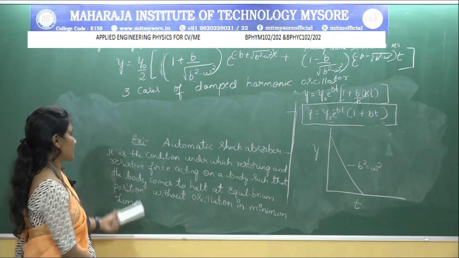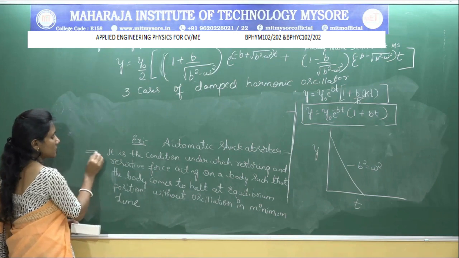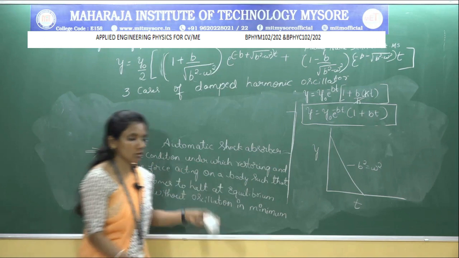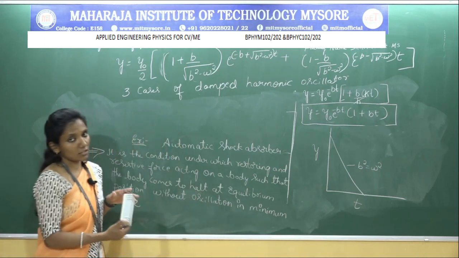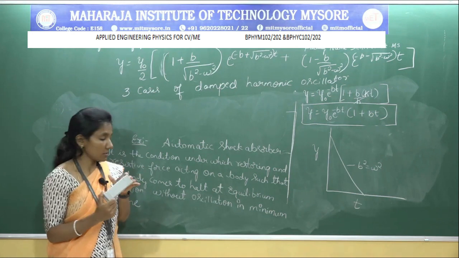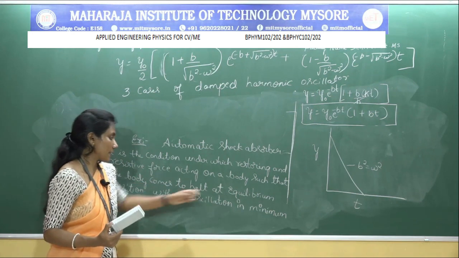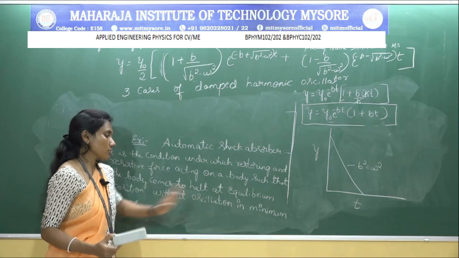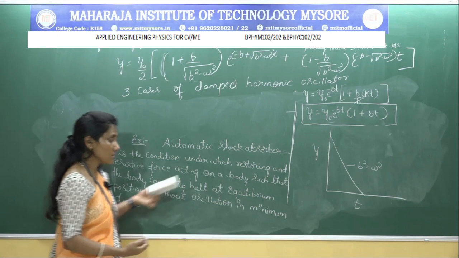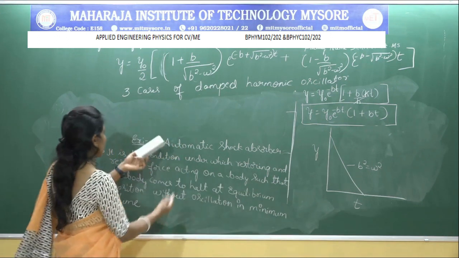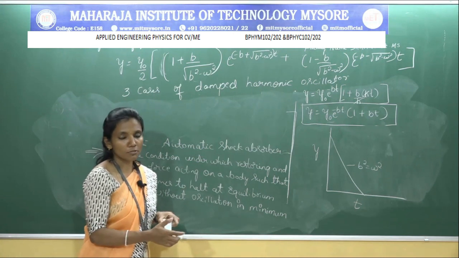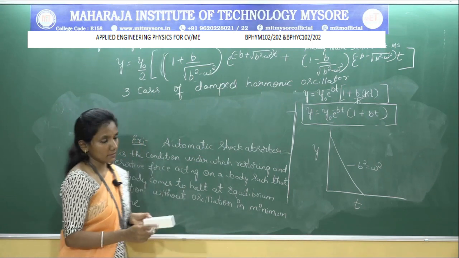So it is the condition under which the restoring and resistive force acting on a body are such that the body comes back to its mean position, at the equilibrium position, without oscillation in minimum time. This is the example for critically damped, that is the automatic shock absorber. In all vehicles we observe the critically damping case.